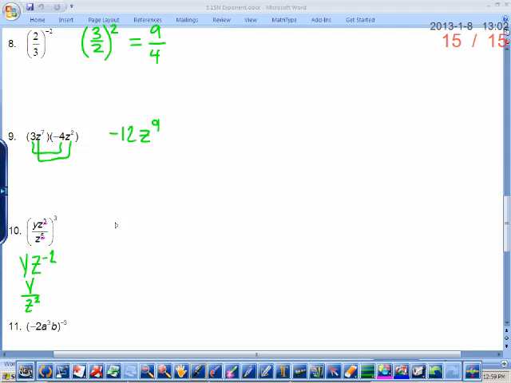Okay. So we're going to take y over z cubed now, or sorry, z squared, and cube it. So what's that going to give us? Y cubed over z to the 6th. Questions on that? You can't simplify that any further because you don't have the same base.